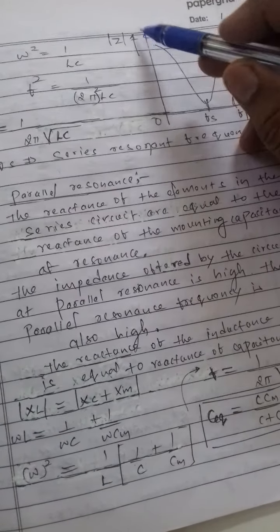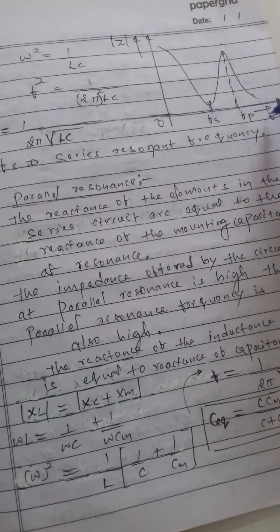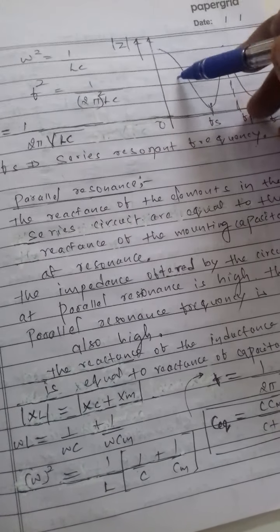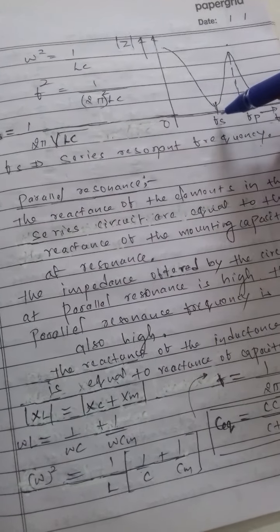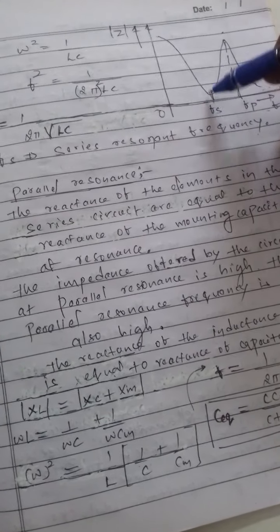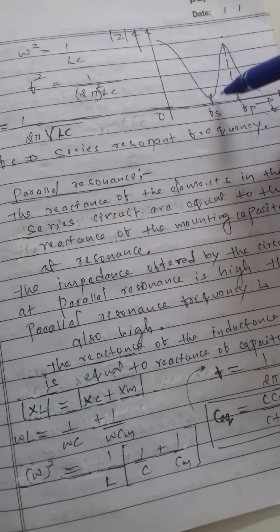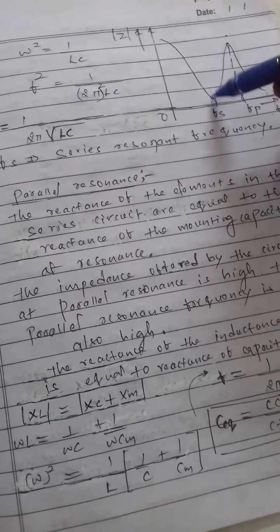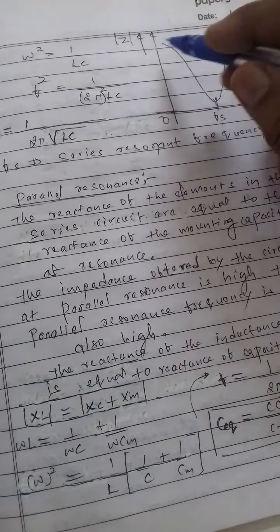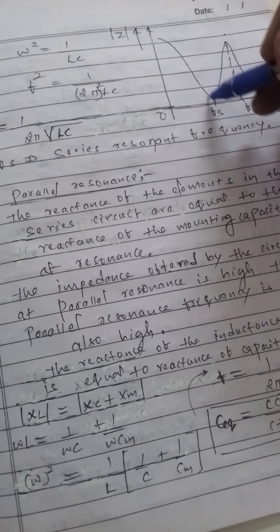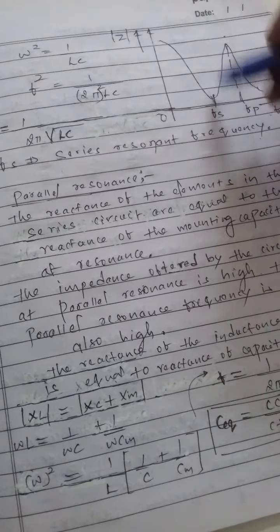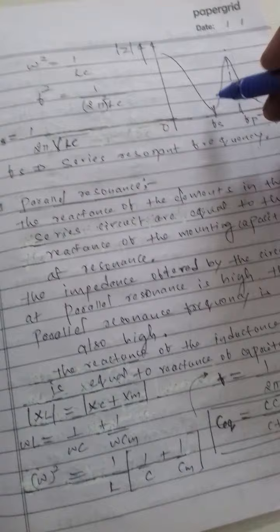Now it is the frequency versus the impedance. The impedance offered by the circuit at series resonance is low, and the series resonant frequency is also low.